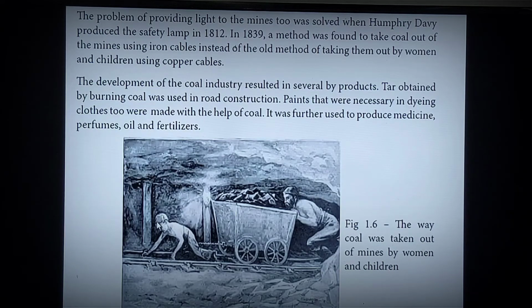the oldest method. The development of this coal industry resulted in several byproducts. Tar obtained by burning coal was used in road construction. Paints that were necessary in dyeing clothes too were made with the help of coal. It was further used to produce medicine, perfumes, oil and fertilizers. So there are different types of byproducts from this coal. Tar is used to prepare roads easily, and paints for clothes, medicine, perfumes, oil and fertilizers were the byproducts of coal.